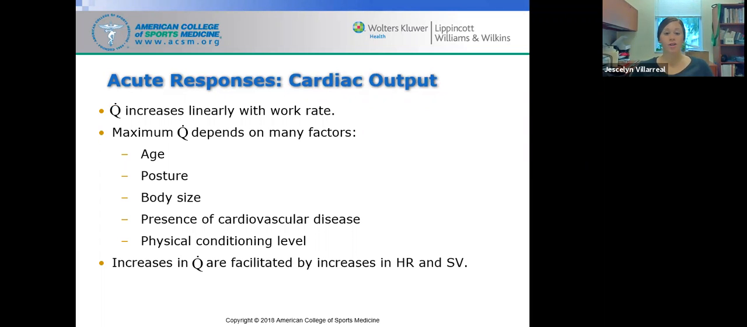Cardiac output increases linearly, and it depends on the factors listed there. At lower intensities, cardiac output is controlled by an increase in heart rate and stroke volume. Therefore, the increase in cardiac output results primarily from a continued rise in heart rate.